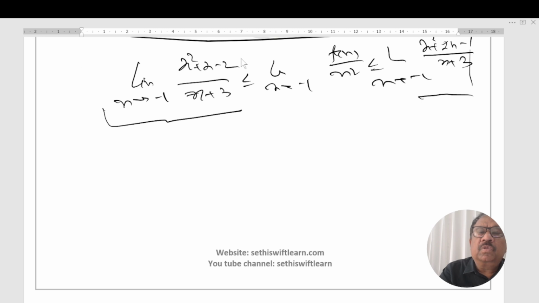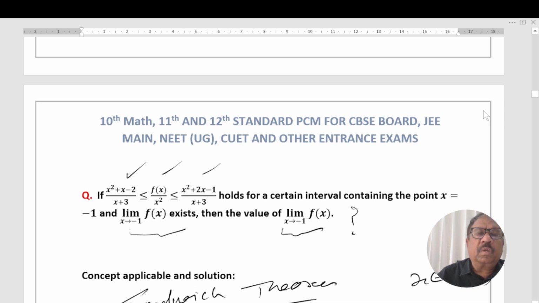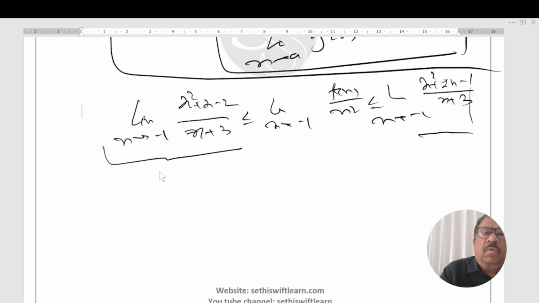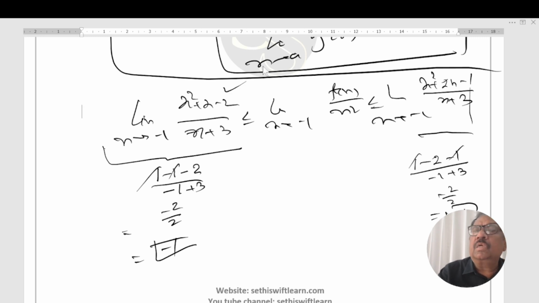Minus 1 squared is 1, 1 minus 1 is 0, this comes out to be 0, and for x square plus x minus 2, if we put the limit, what comes: 1 minus 1 minus 2 upon minus 1 plus 3, we get minus 2 upon 2, which is minus 1. For the other one, we put minus 1 squared minus 2 minus 1 upon minus 1 plus 3, this gives minus 2 upon 2, and its answer is minus 1.